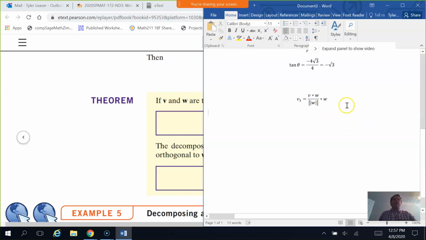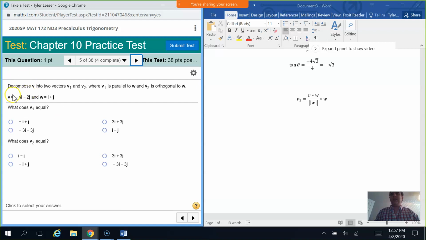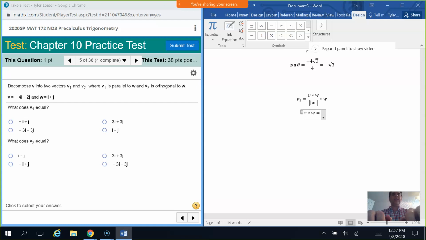All right. So going back to the actual question that we had here with our V and our W, the first thing we need to do is find that dot product. And there's just a formula for finding the dot product. You multiply the horizontal components together plus you multiply the vertical components together. So for our example, we multiply the -4 on the i of V times the 1 on the i of W, plus the vertical component, -2 on V times the vertical component on W, 1. Adding these together, we get -6.